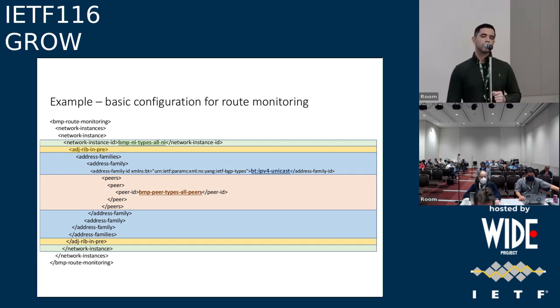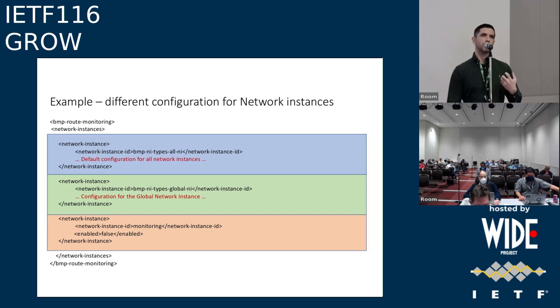Okay, next one, please. This one we didn't go deeper into configuration because it's hard to fit it in the screen. But this will be a more complex case. Let's say you have the same scenario, you have a lot of VRFs, you have lots of services in your network, and you want a different configuration for BMP for each network instance. So how do you achieve that in the model?